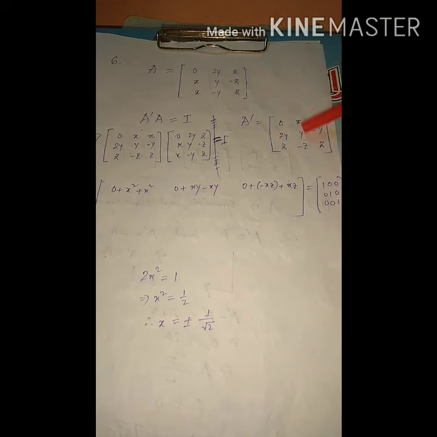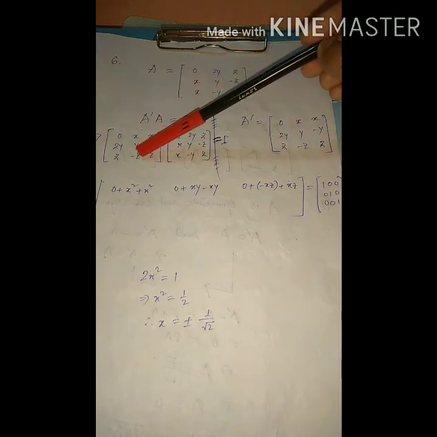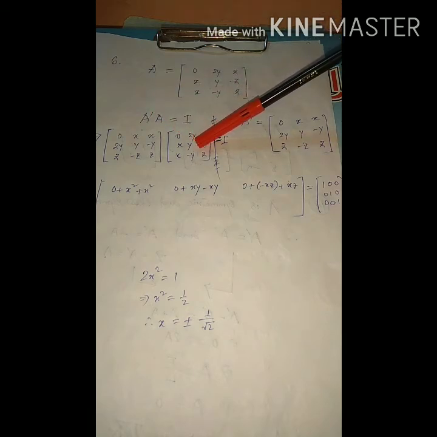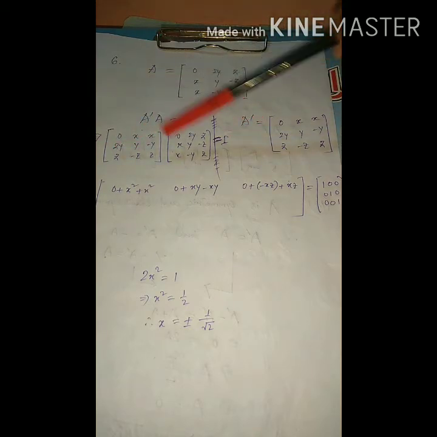After finding the A transpose result, whatever the condition given here, you have to write A transpose A equal to I. So in place of A transpose you have to put this result, and in place of A we put this result. And I means the identity matrix, we have to write of 3 by 3 order. So now after that you have to multiply these two.